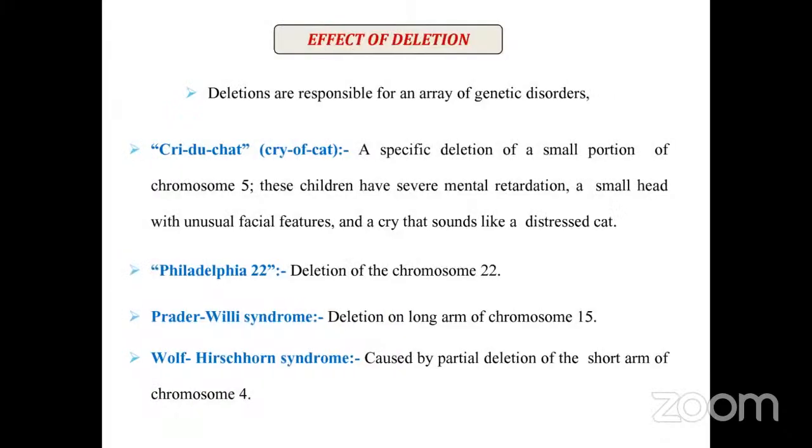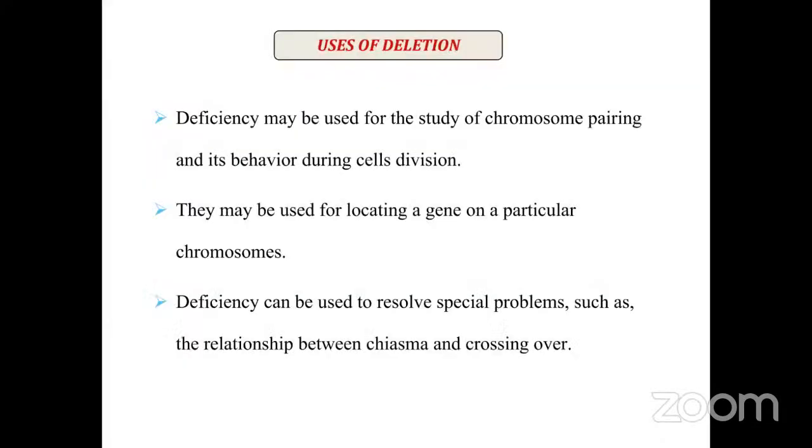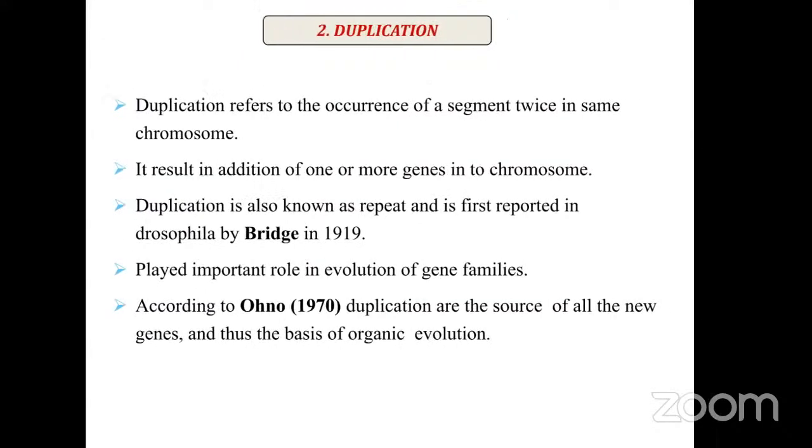Deletion is associated with some genetic disorders. Like Cri-du-chat, where a small portion of chromosome number 5 is deleted. Then the Philadelphia chromosome, a deletion of chromosome 22. Prader-Willi syndrome is because of deletion of the long arm of chromosome 15. So there are different genetic disorders which result from these deletions. These are structural chromosome aberrations.